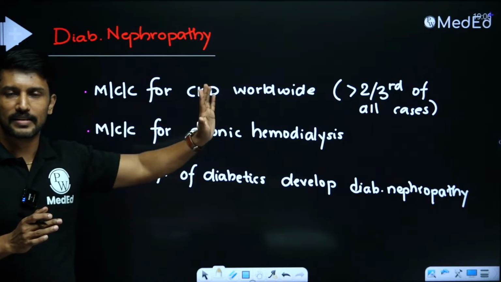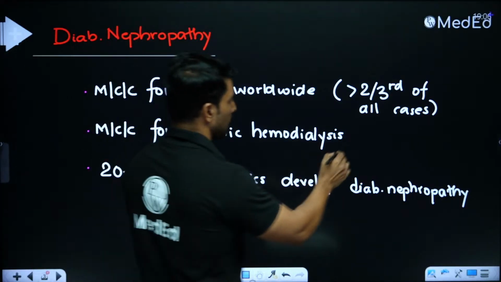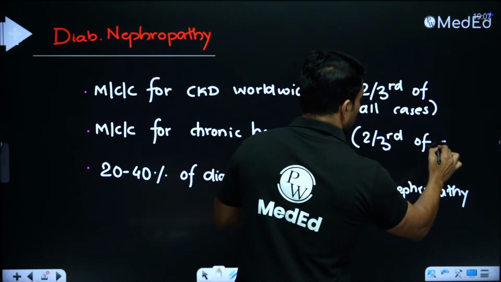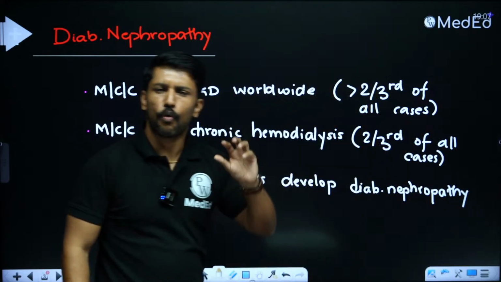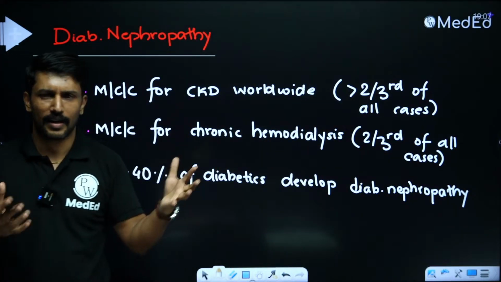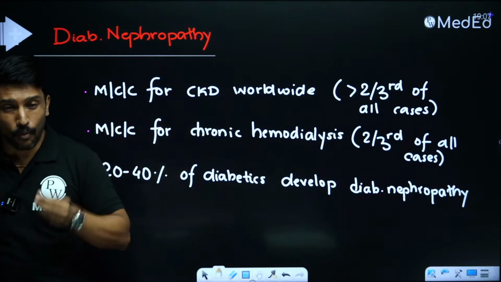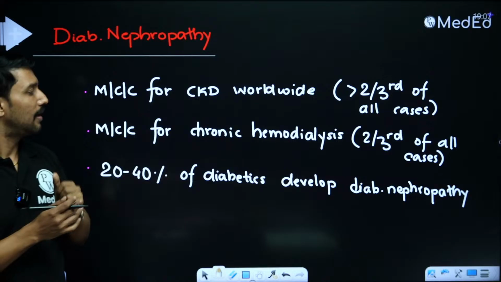CKD and dialysis, what is the most important reason worldwide? It is the nephropathy. So it even accounts for 2/3 of the patients who are requiring dialysis today because of diabetic nephropathy. So if you walk into a dialysis room, you see 10 patients, 5 to 6 or more than that are in that room because of diabetic nephropathy.